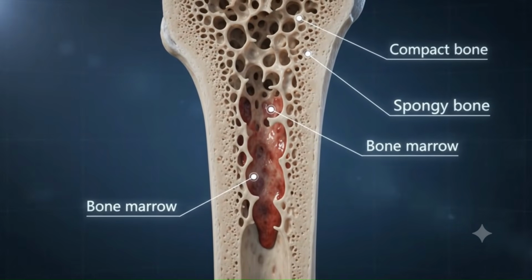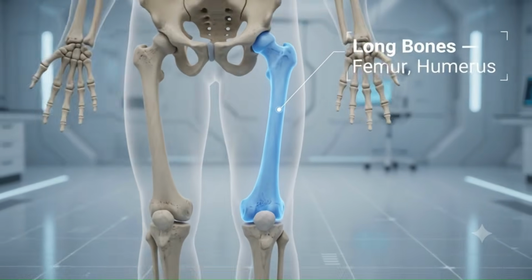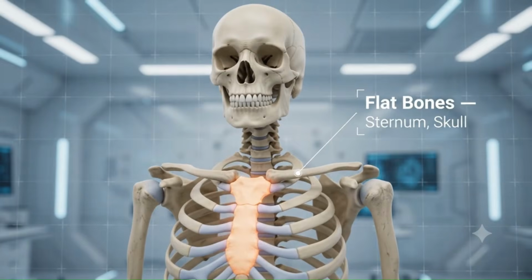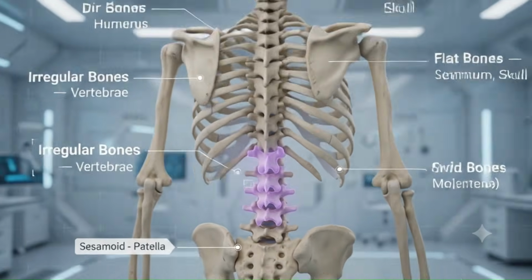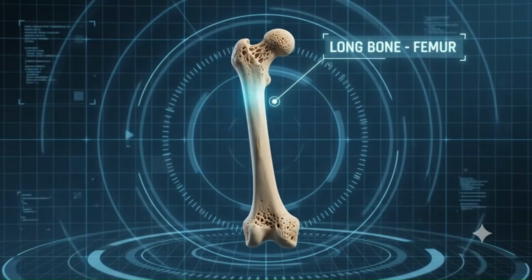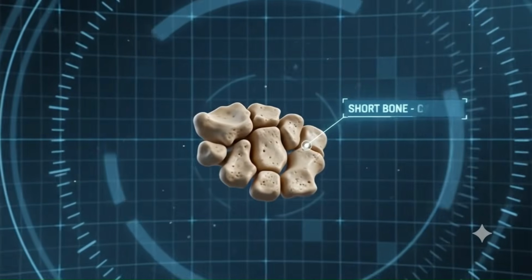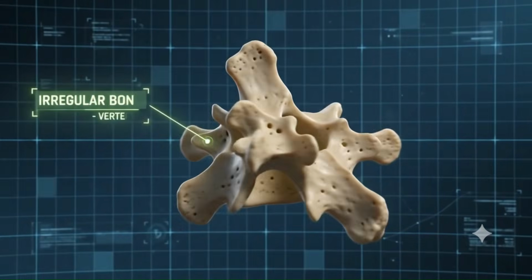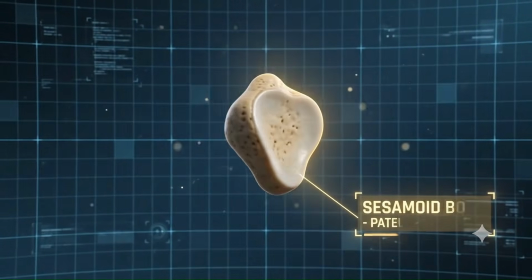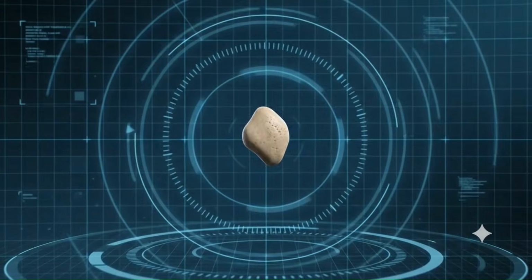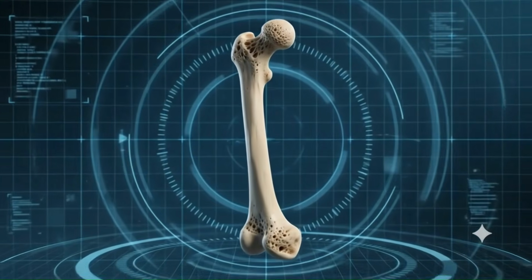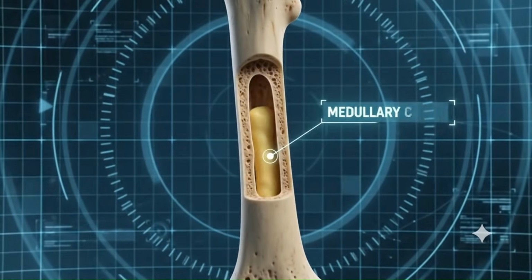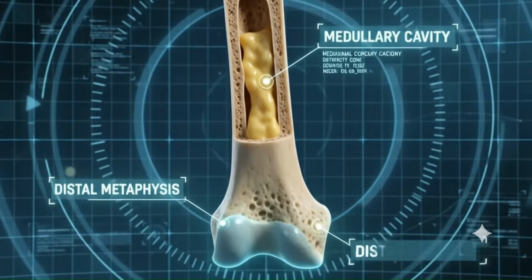marrow. Based on their shape, bones are classified into 4 types: long bones, short bones, flat bones, and irregular bones. Bones are classified into long bones like the femur and humerus, short bones like carpals and tarsals, flat bones like the skull and sternum, irregular bones like vertebrae. A typical long bone consists of the proximal epiphysis, metaphysis, diaphysis, medullary cavity, distal metaphysis, and distal epiphysis.